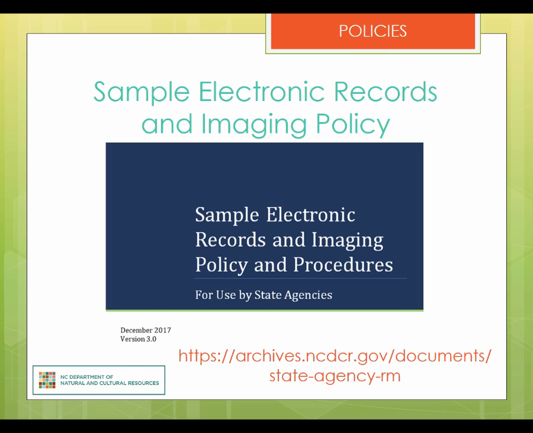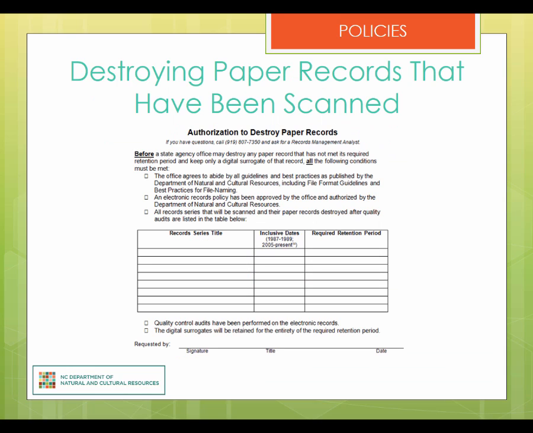this sample policy. If your state agency decides that scanning is an appropriate use of your resources and you wish to destroy the paper copies of these records before their retention period has been met, you must take 2 steps before any destructions occur. Number 1, your agency or a subunit within the agency must have an approved electronic records policy in place. And 2, you must obtain authorization to destroy paper records that have been scanned. The form pictured here is available at the end of the sample electronic records policy. It needs to be approved by your supervisor and authorized by your agency's chief records officer. This form should be retained as part of your agency's records management materials.